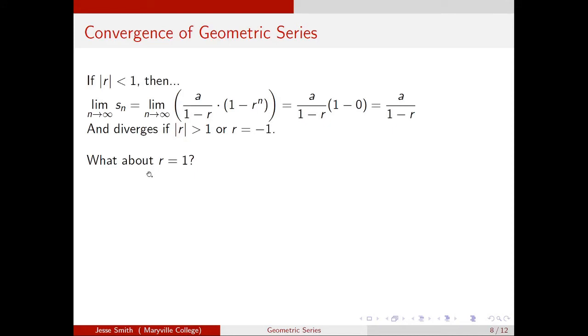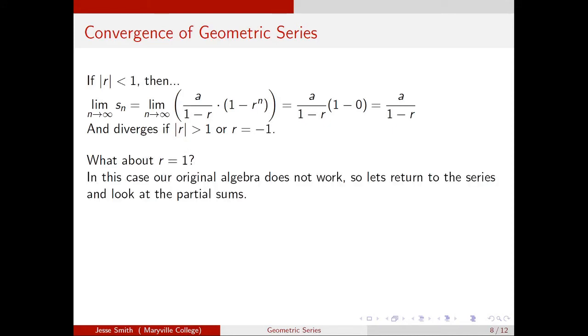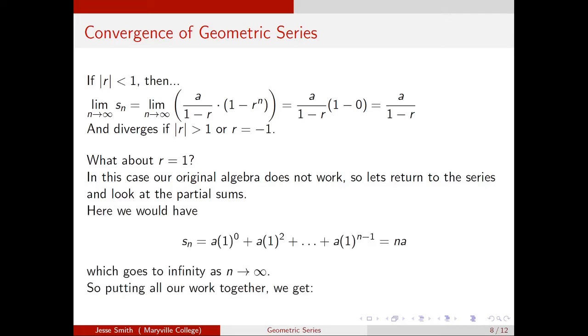So what remains now is to consider the case when r equals 1. Our original algebra does not work, so if we return to the original partial sums, we've got this expression. Because our r's are 1, we are simply doing a plus a, that's simply n times a. A is assumed to be a non-zero real number, so as n goes to infinity, this will go to infinity or negative infinity, depending on whether a is positive or negative. In other words, this sequence will diverge, so if r is 1, our series diverges.